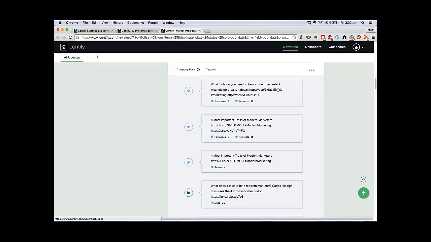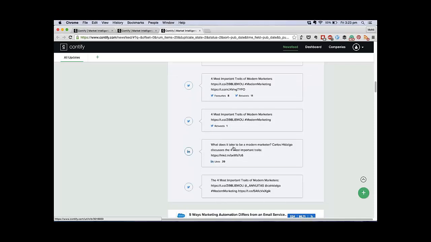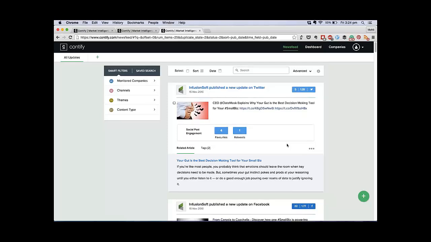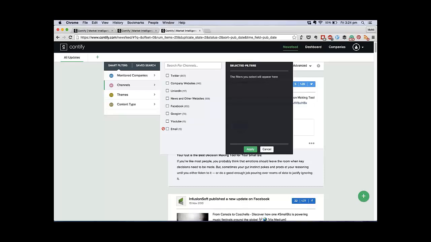This tool allows you to, let me just quickly walk you through the news feed, which is the core component where all the information is aggregated together. In this news feed, information is sourced from all the channels. Let me quickly show you what channels we are tracking. Channels are Twitter, company websites, LinkedIn, news and other websites, Facebook, Google+, YouTube, and email. In all these channels, these are the companies which are being tracked by the platform, and this is usually configured for each client separately.